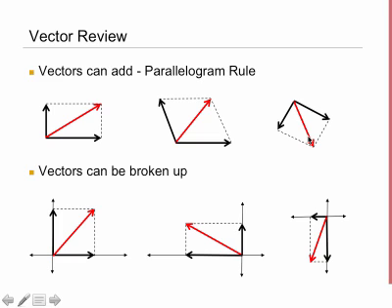Also, your vectors can be broken up. If we have this red vector here, we have our axes, and you draw the dotted line going from the point of the vector to the axes on the graph, and then draw your vectors from those points, making components on the axes. So if we have this vector, we have our two components here, and we have this vector and our two components here.